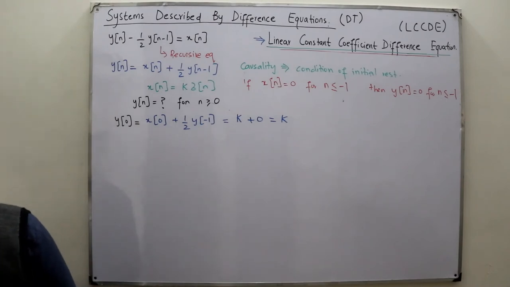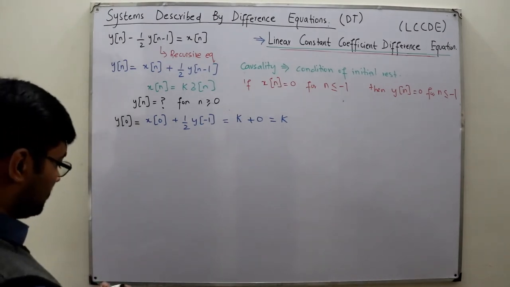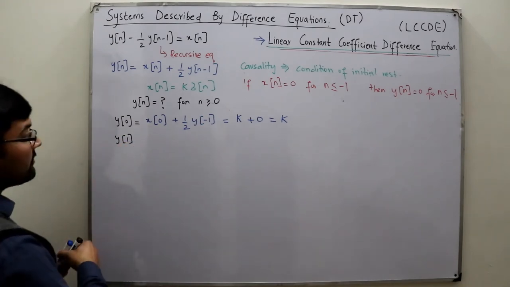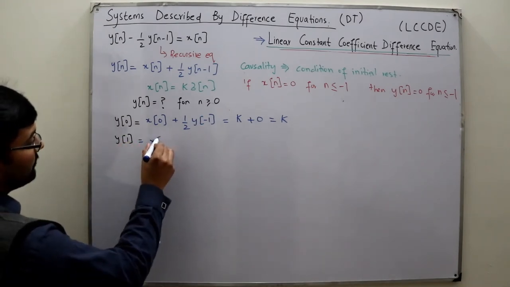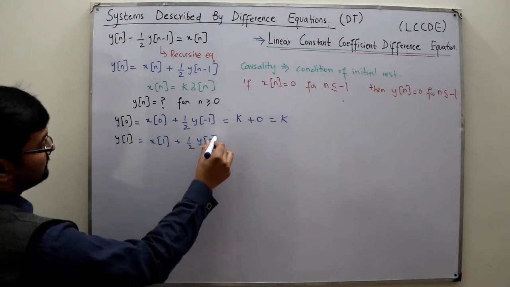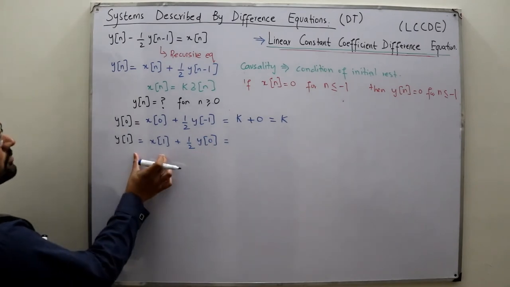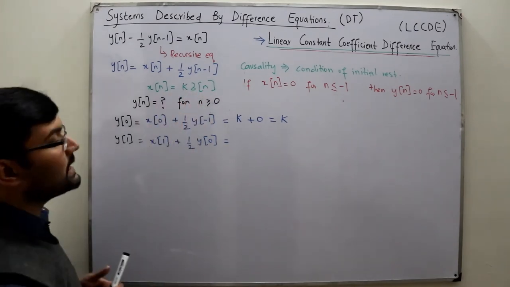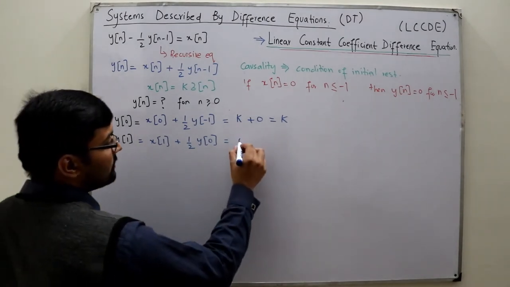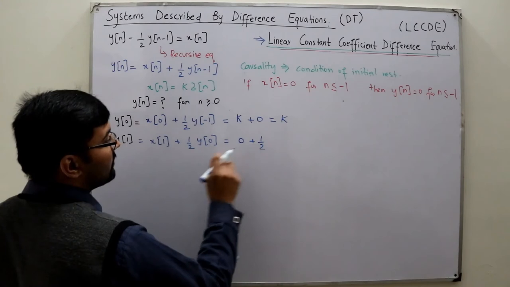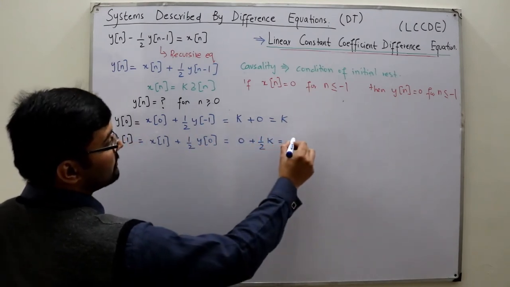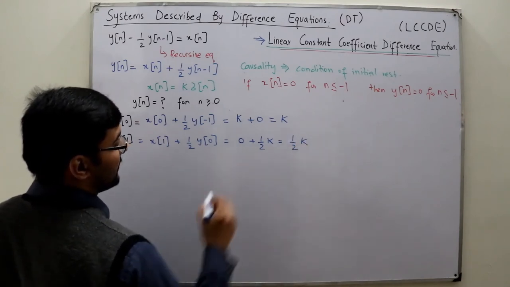Fine. Now y of 1 would be equal to x of 1 plus half of y of 0. So x of 1 would be 0. Why? Because the impulse would only exist at n equal to 0. So x of 1 is 0, and then you have plus half of y of 0, and y of 0 is k. So y of 1 would come out to be half of k.